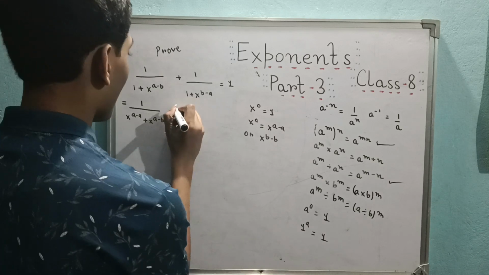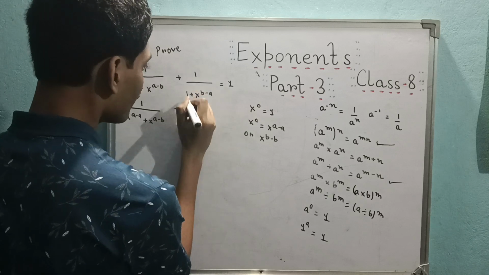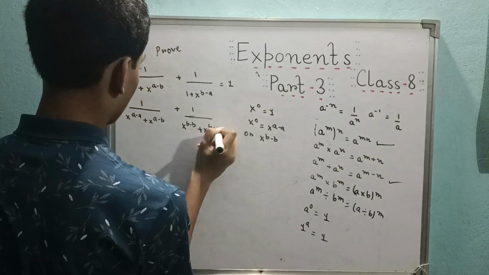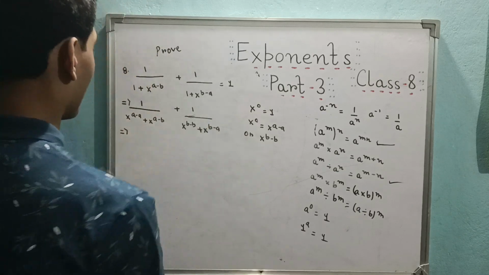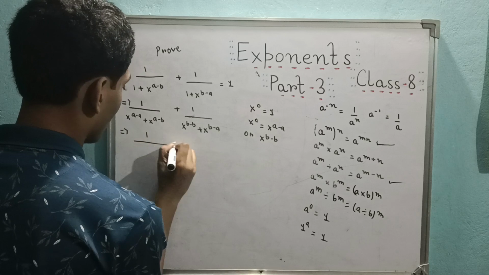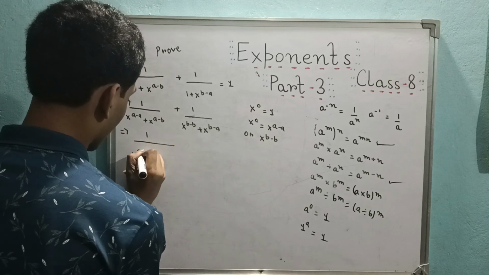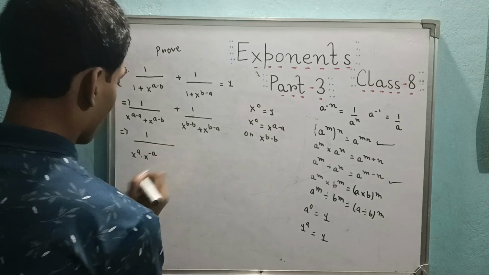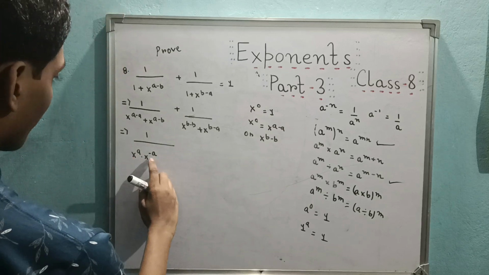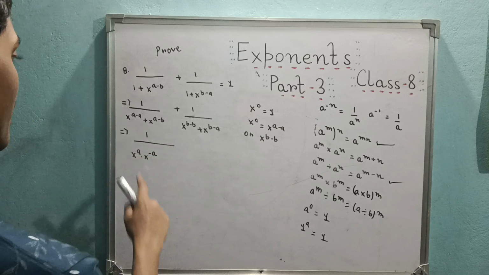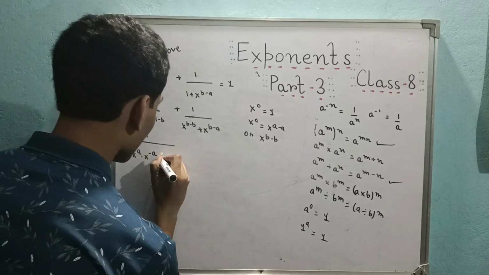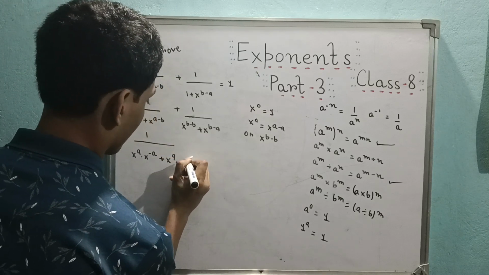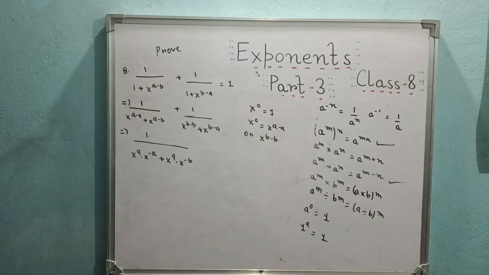Again, I can write this one as x to the power b minus b plus x to the power b minus a, or 1 by x to the power a multiplied by x to the power minus a. See this. For same base, the powers will get added up because multiplication is happening. Similarly, plus x to the power a into x to the power minus b. You have to do the reverse.